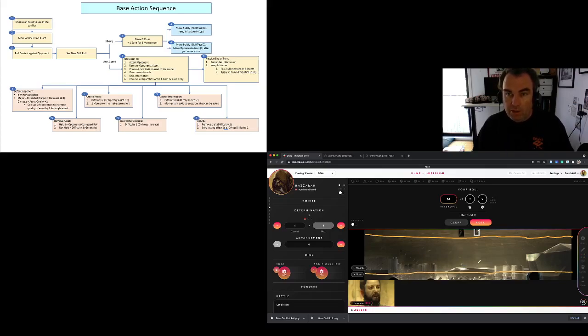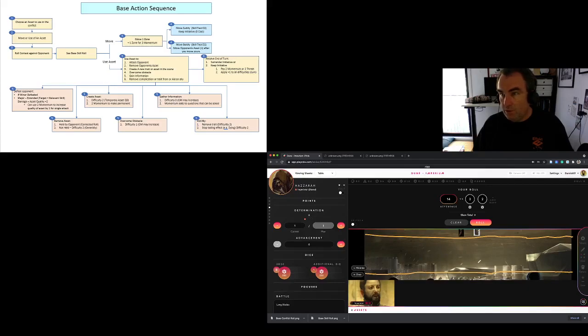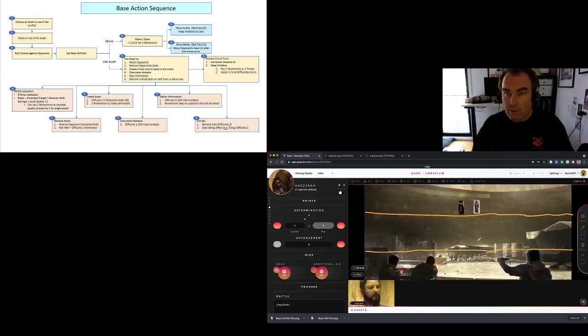So I can use that momentum to close the distance, which is exactly what I do. So I have now, in one action, moved the 2 zones, and I've done it subtly, which means I can hold initiative because a subtle move means that I pay no cost to keep initiative for the next round.